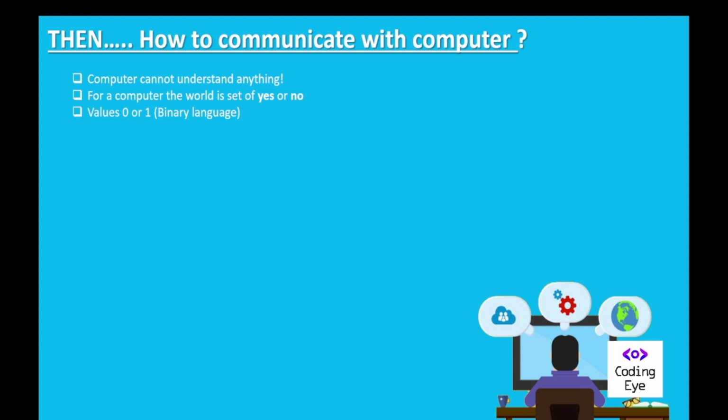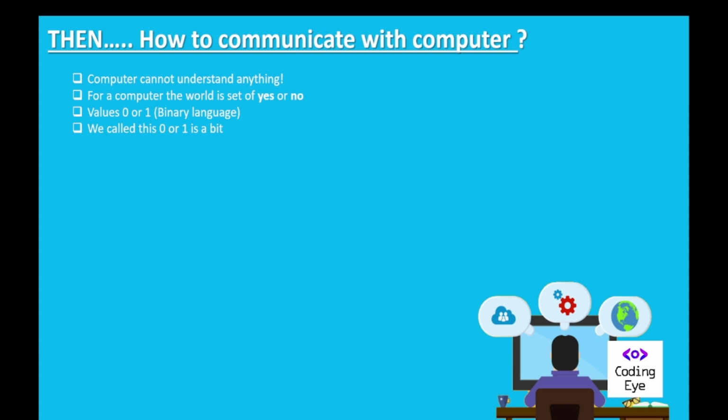Let's say 2, 3, 4, and these numbers, and the words, whatever the words and whatever the languages, computers don't understand anything except the 0 or 1 value. 0 means no and 1 means yes to the computer. By using these two values, we can communicate with the computer. And we call these units, 0 or 1, bits.